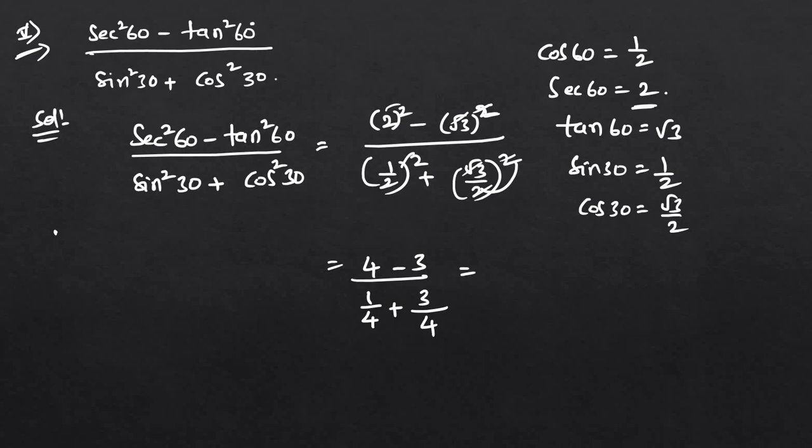This is the answer. So 4 minus 3 is equal to 1, and divided by 4 is LCM, and 3 plus 1 is 4 here, 4 and 4 will get cancelled, 1 is the answer. So denominator will come 1, so 1 by 1 is equal to 1 is the answer of the given question.